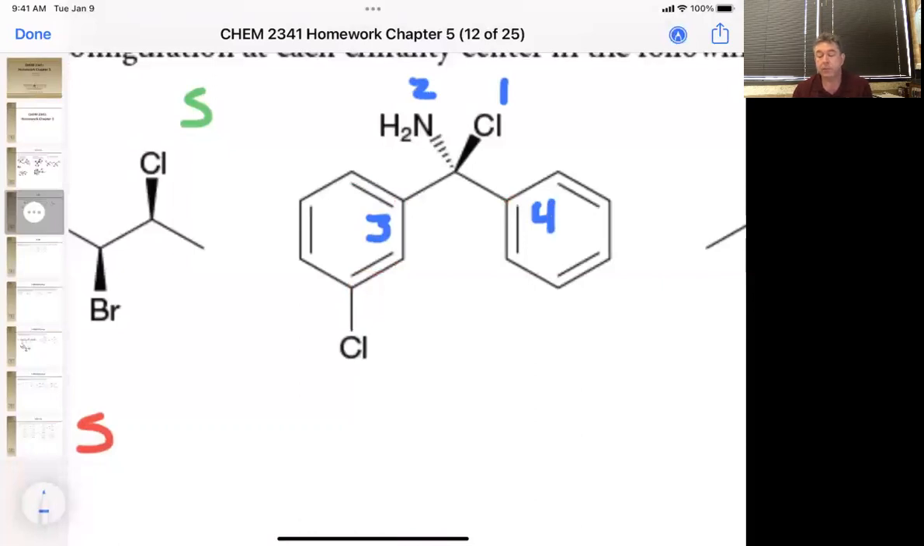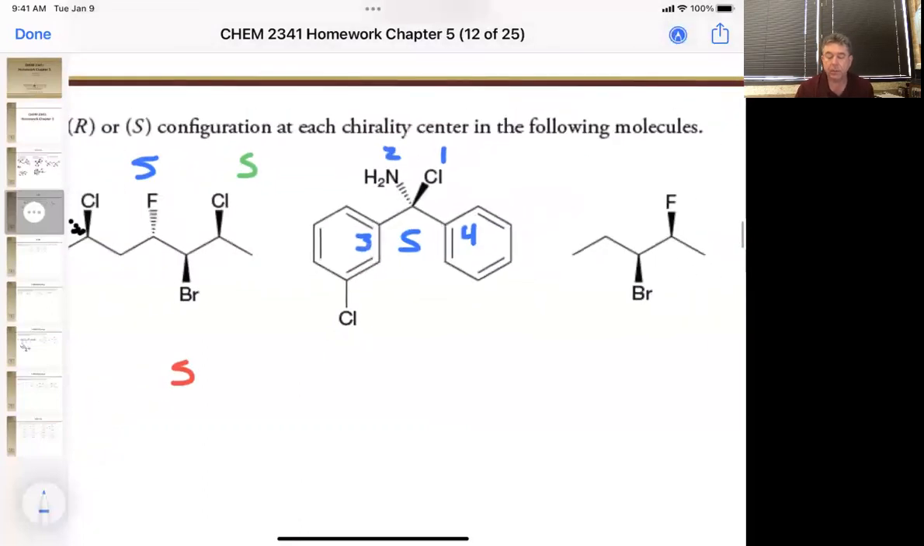Okay, so now perspective-wise, we can use our hand model there, and the chlorine is coming out at us. So the chlorine coming out at us is going to be my thumb on my right hand. Then the nitrogen is going to be my index finger, and the other benzene ring is going to be on my middle finger. So that's 1, 2, 3, 1, 2, 3. That seems to be counterclockwise to me, so I think that's an S. Okay. See how we had to go all the way around the ring to assign that priority though?